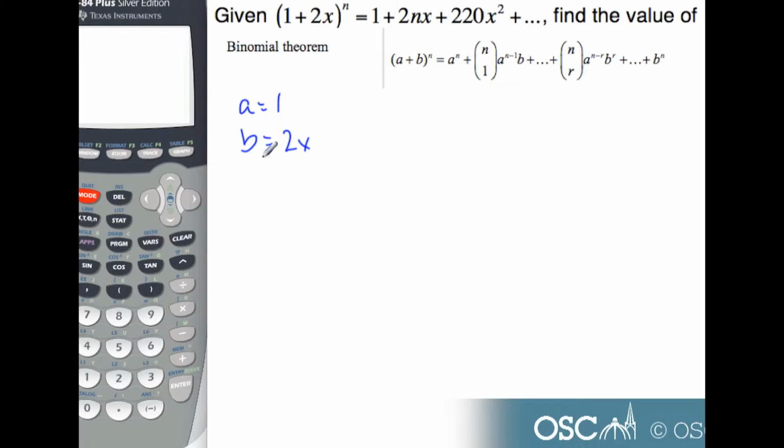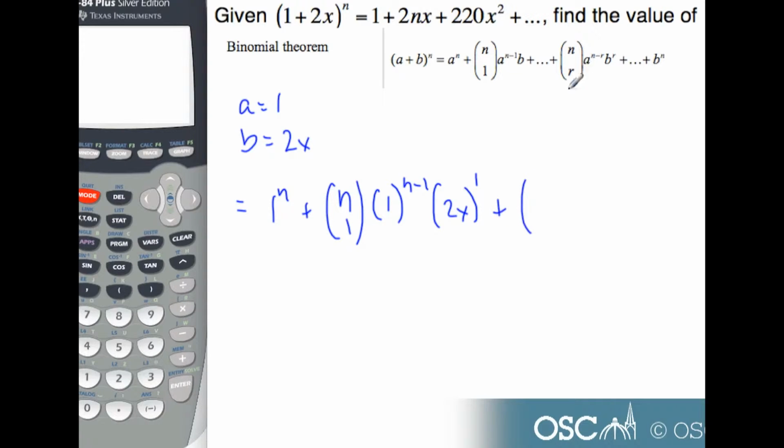So if I take (1 + 2x)^n, the first term is just a to the power n, plus n choose 1 times a, which is 1 to the power of n minus 1, and b, which is 2x to the power of 1, plus, and so on. Using the general term, I do n choose 2 times 1 to the n minus 2 times (2x) squared, plus, and so on. Simplifying this, I know that's 1. n choose 1, the second term's coefficient, is always equal to n.